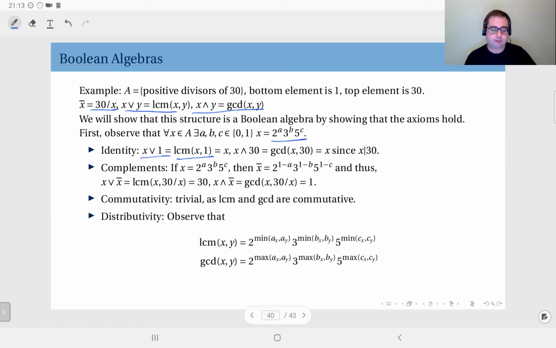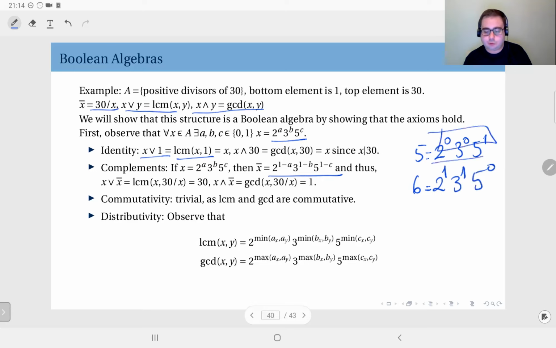And the complements axiom, well, x is equal to 2 to the power a, 3 to the power b, 5 to the power c. Then I can write the complement as, remember, a, b, c are either 0 or 1. So take the complement, you get 2 to the power 1 minus a, 3 to the power 1 minus b, and 5 to the power 1 minus c. For instance, 5 is equal to 2 to the power 0, 3 to the power 0, 5 to the power 1. Its complement is 30 divided by 5, it's 6. So it is equal to 2 to the power 1, 3 to the power 1, 5 to the power 0. So whatever you see here, you do not see here, and vice versa. Okay?